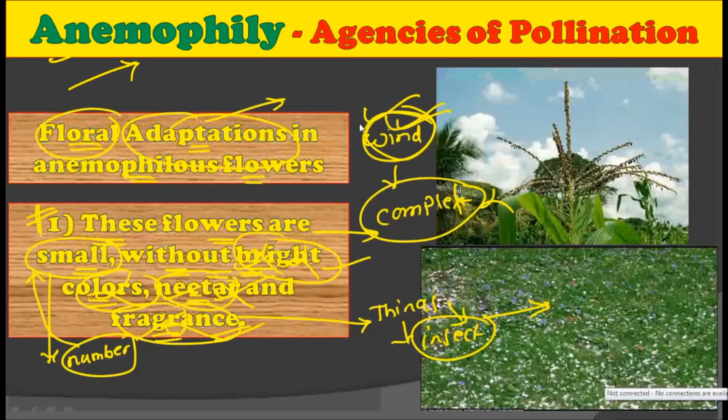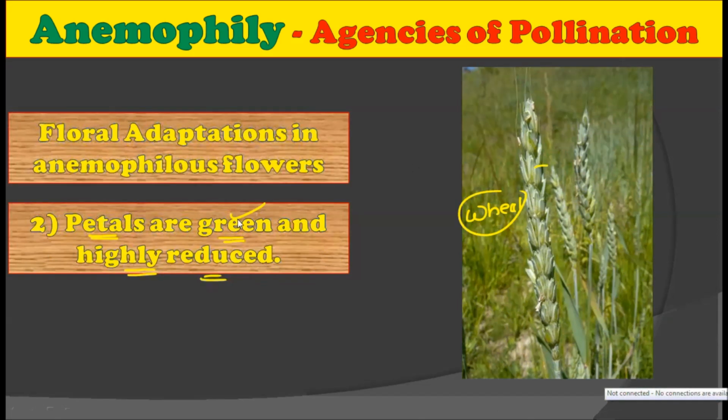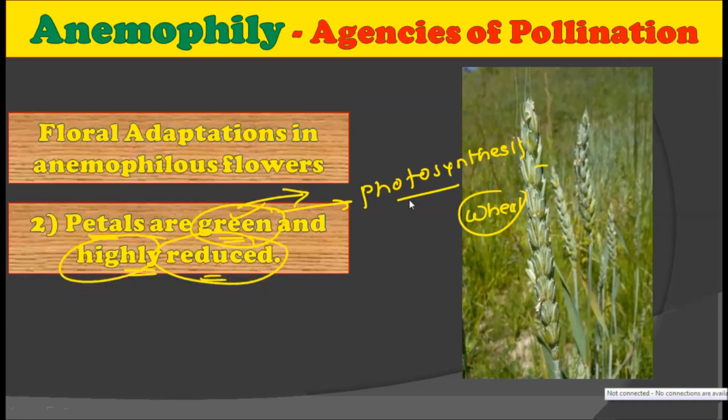Now the second floral adaptation is that the petals are green and highly reduced. As you can observe in this picture, this is a wheat picture in which the flowers are green in color, that is, their petals are green in color and they are highly reduced. Again, they are not brightly colored to attract insects. These green colors are in addition to the photosynthetic activity because the green petals can perform photosynthesis.